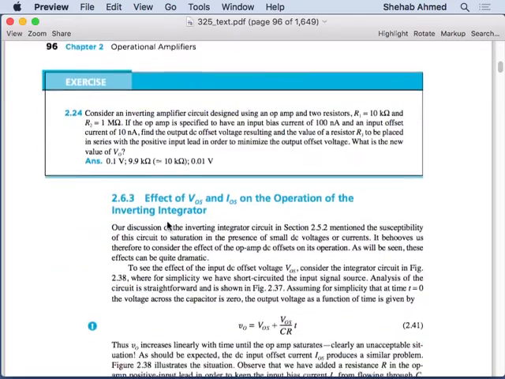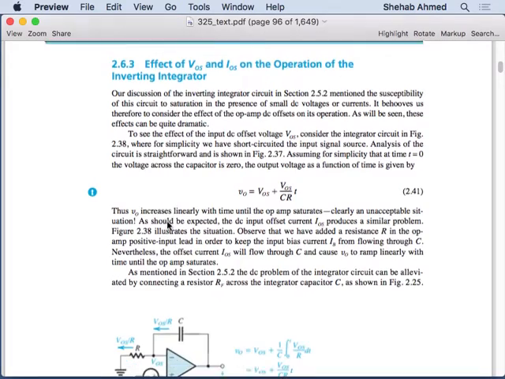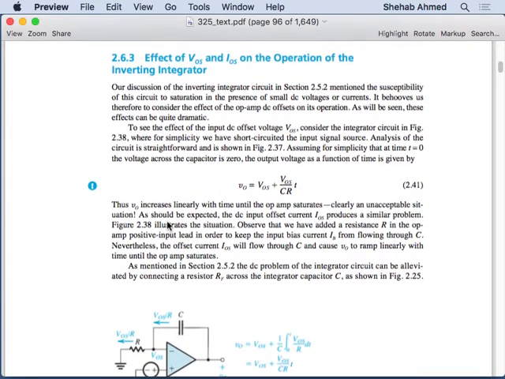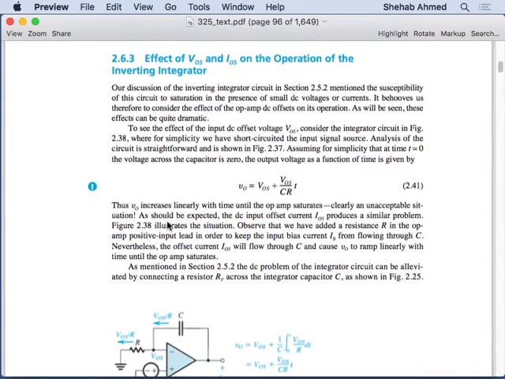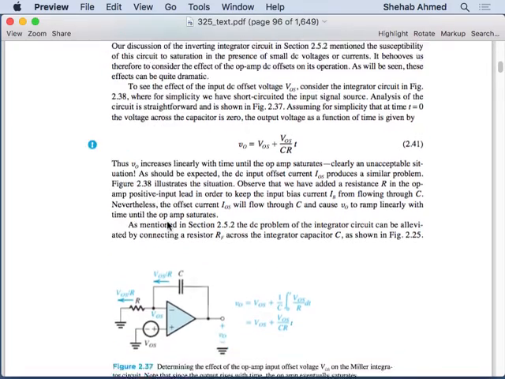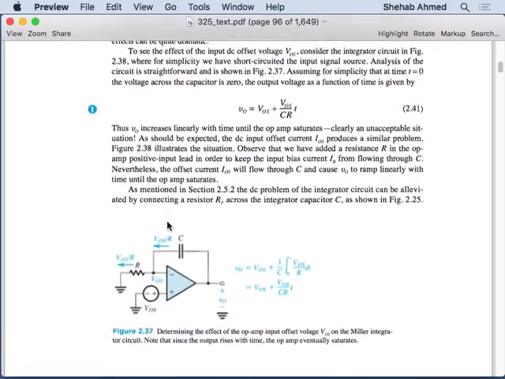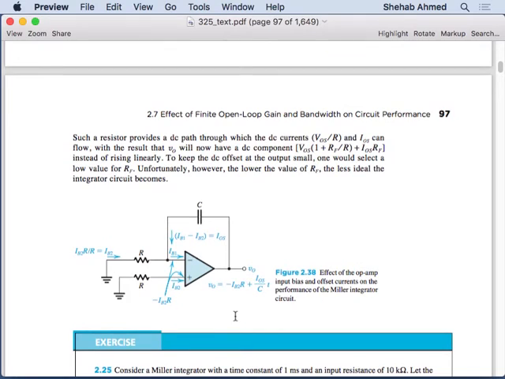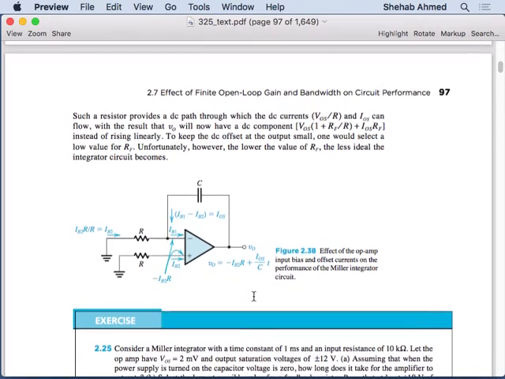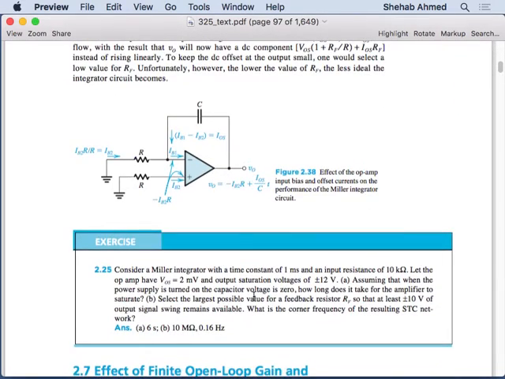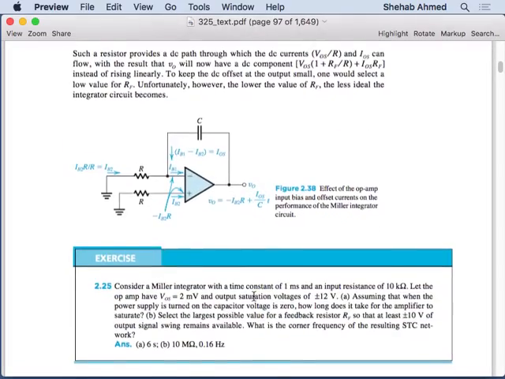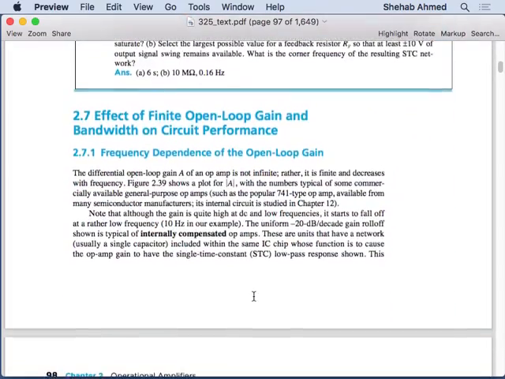Now, today we'll study the effect. So this is the effect of V offset and I offset on the operation of the inverting amplifier. This is just summarizing what we discussed, the effect of offset current and offset voltage and bias current. So now we will say the effect of what?